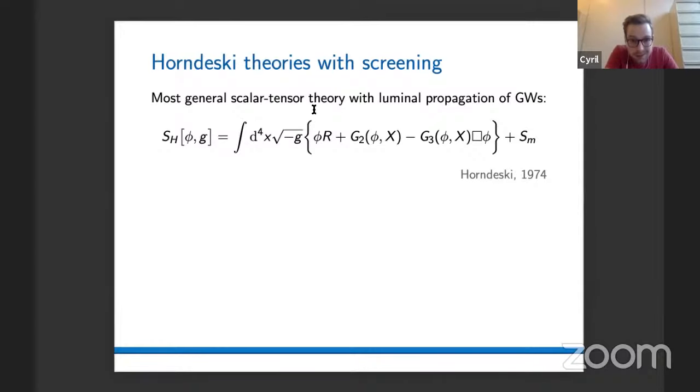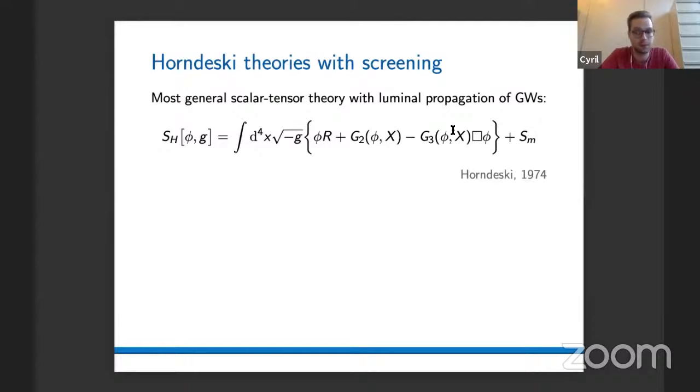So in this action, you see that you have a non-minimal coupling between the scalar field and gravity. Here we are in the Jordan frame, which means that the scalar field does not appear in the matter action. It only interacts with matter indirectly through the Ricci scalar. Then you have those functions G2 and G3 that are arbitrary and they depend on the scalar field. And X is the kinetic term of the scalar field, so we'll have 1/2 (∂φ)². And here you have the D'Alembert operator of the scalar field.